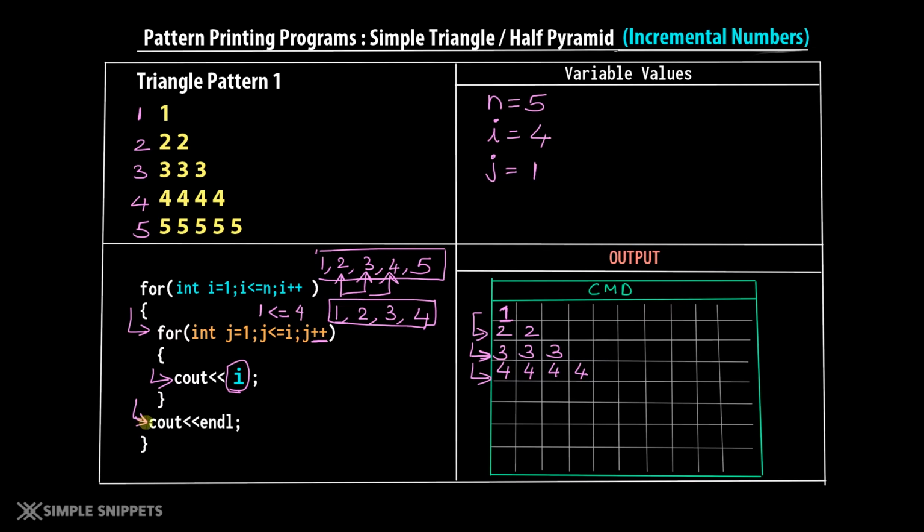So then you'll come outside and you're going to say cout endl. So you'll come on the new line. You'll again go to the start of the for loop. You'll say i plus plus. i will become 5. So when i becomes 5, you'll again come inside the for loop.